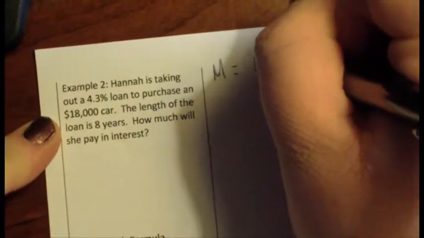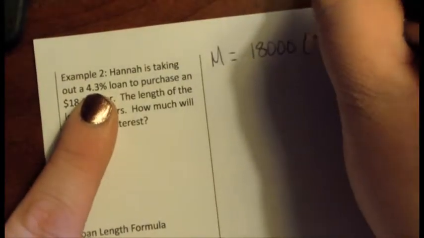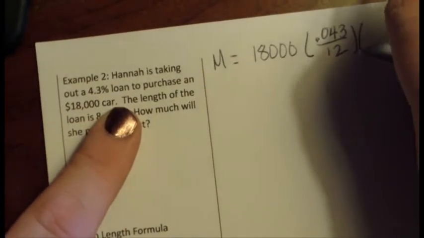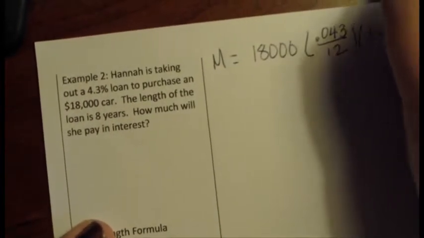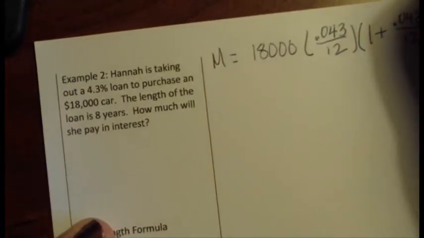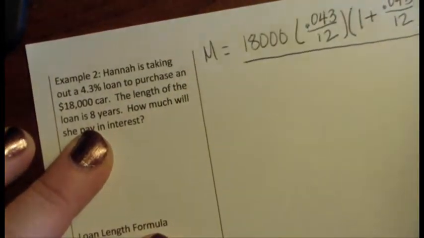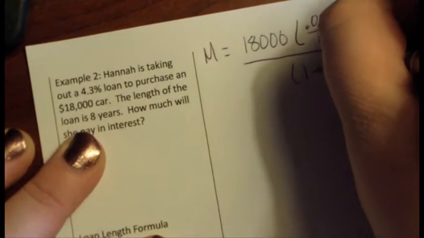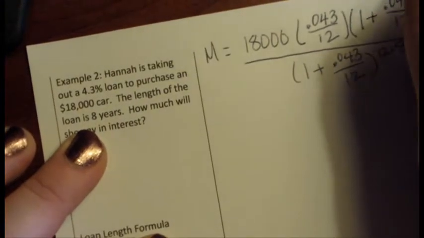So monthly payment is principal times, let's see, 4.3% as a decimal is going to be 0.043 over 12 times 1 plus r over 12 to the 12 times t, which is 8, all divided by 1 plus 0.043 over 12 to the 12 times 8 minus 1.